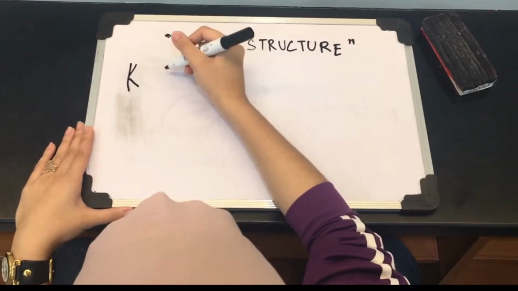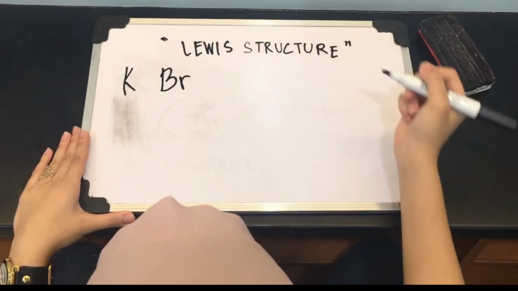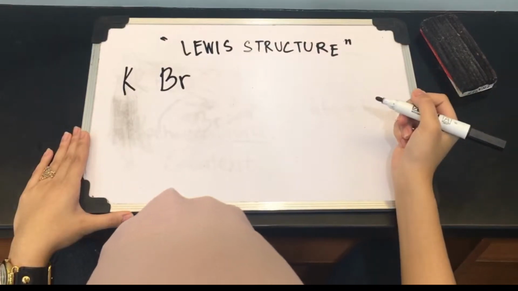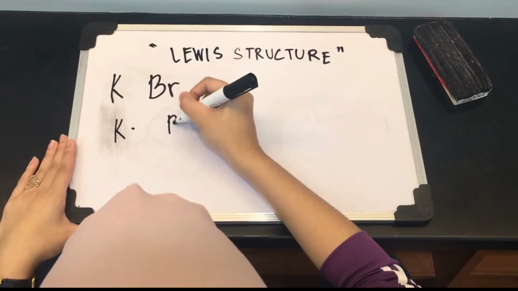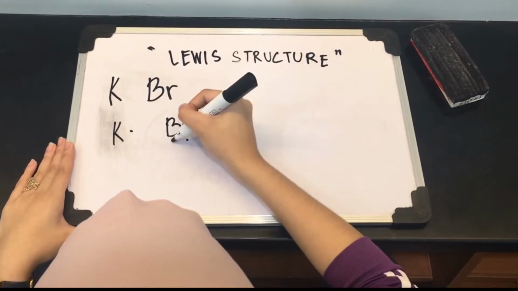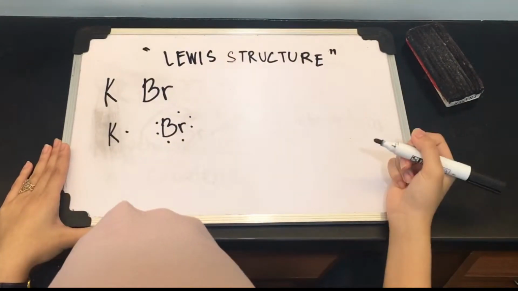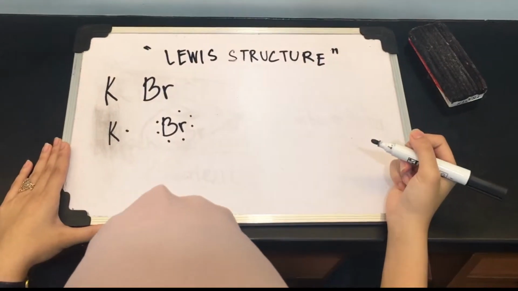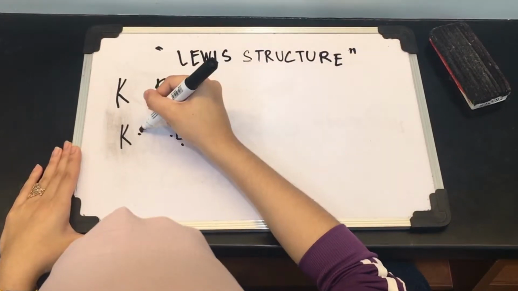For example, let's take potassium bromide. First off, the thing you have to take note of in making this is that you must follow the octet rule, in which there should always be 8 valence electrons formed, in which the cation, a positively charged ion, gives a certain amount to the anion, a negatively charged ion. That makes it have 8 valence electrons.